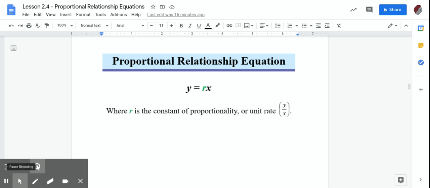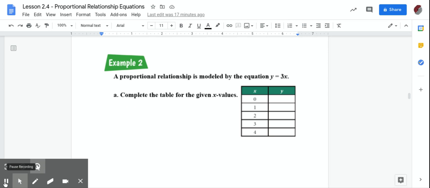Proportional relationship equation, y equals rx, where r is the constant of proportionality or the unit rate, which is the y over x value. A proportional relationship is modeled by the equation y equals 3x. Complete the table for the given x values. So what we can do is take these x values and plug them into the equation. Basically, we're going to be multiplying by 3, and we'll get our output, or our y value.